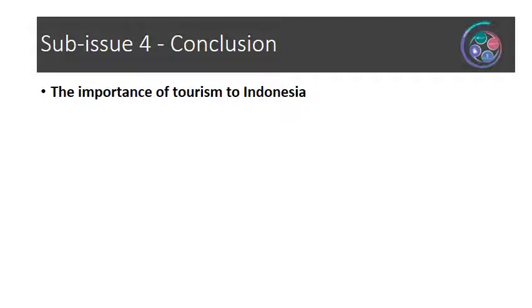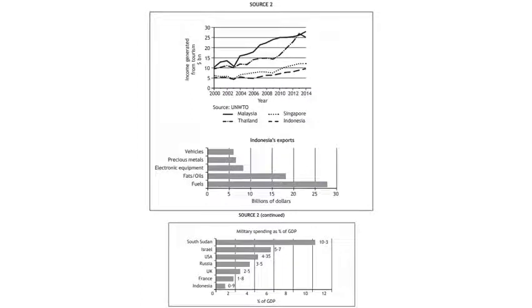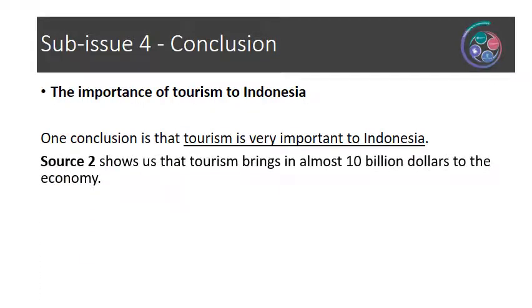Our final conclusion for this question to achieve the overall 10 marks is to make a conclusion about the importance of tourism to Indonesia. Finally, one conclusion is that tourism is very important to Indonesia. And then we can go into different sources to find evidence. Note once again that source 2 is split across 2 pages in this example. And then we can add that information into our answer. For example, source 2 shows us that tourism brings in almost $10 billion to the Indonesian economy.